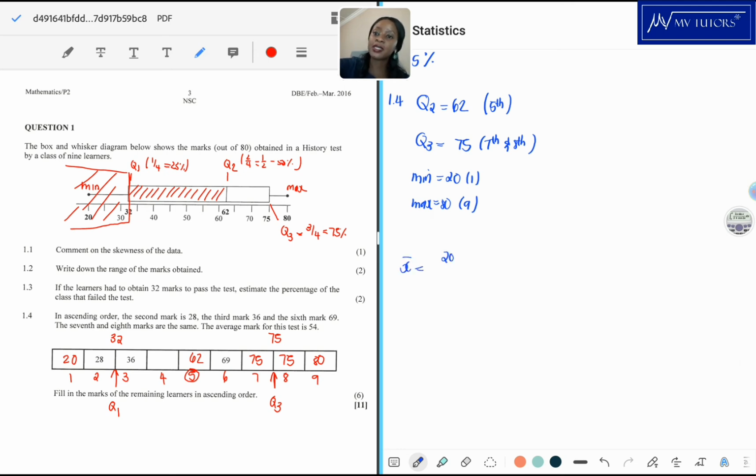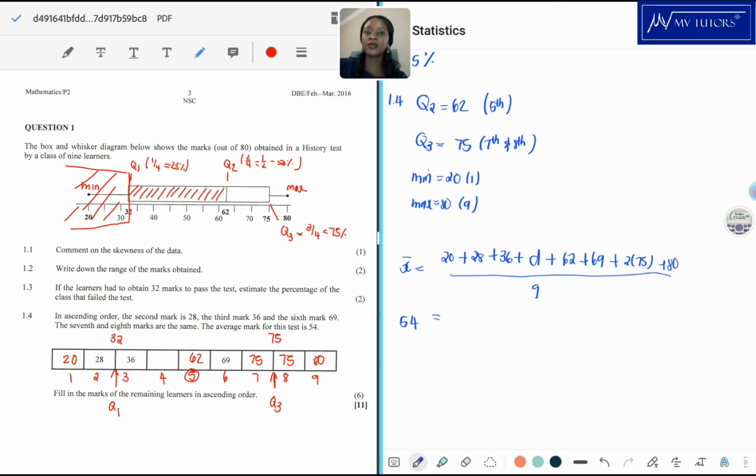So we're going to have 20 plus 28 plus 36 plus x, oh, maybe let me not say x, I'll say d, since d is like the fourth alphabet. Then we have 62, and then we have 69, then we have 2 times 75, and then we have 80. And we're going to divide all of that by 9 because there are 9 values in this data set. And they've given us the average that it's actually 59. So I have 54.